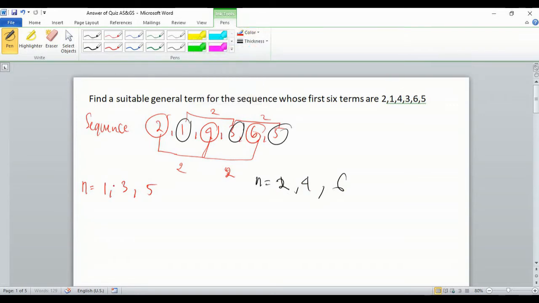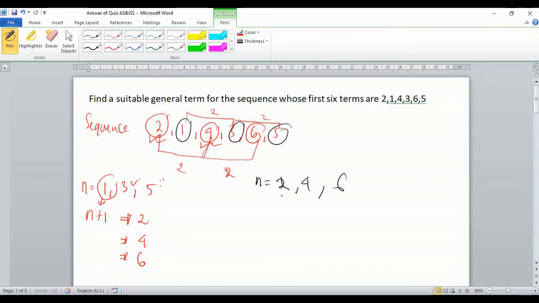Okay, so from here we can see the first term, the value is 2. The third term, the value is 4. The fifth term, the value is 6. So from here we can see n plus 1 equals the value. So we need to prove it. Please substitute n here. So 1 plus 1 is 2, it's correct. And then 3 plus 1 is 4, it's correct. And then 5 plus 1 is 6, it's correct, right?